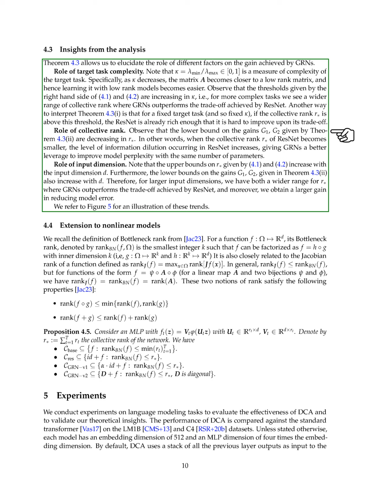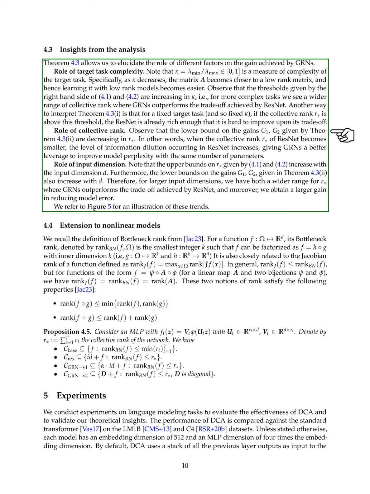The upper bounds on the collective rank increase with the input dimension, and the lower bounds on the gains also rise with larger dimensions. This means that with higher input dimensions, GRNs can outperform ResNet over a wider range of collective ranks and achieve greater reductions in model error. We refer to a figure for a visual representation of these trends.